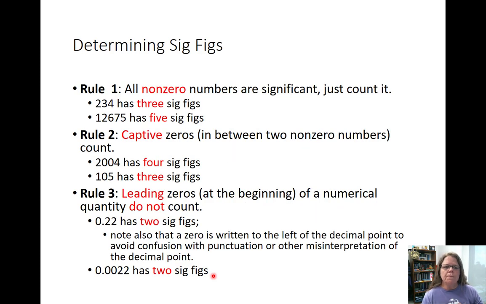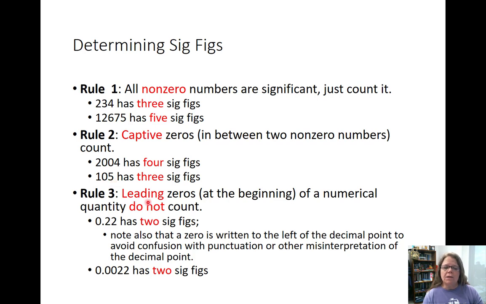So there's some rules when determining the number of significant figures. If it's not a 0, then it's significant. Rule 2 is about captive zeros. So if you have zeros trapped in between numbers, then those are significant. So 2004 has 4 sig figs. 105 has 3 sig figs, the 1, the 0, the 5.